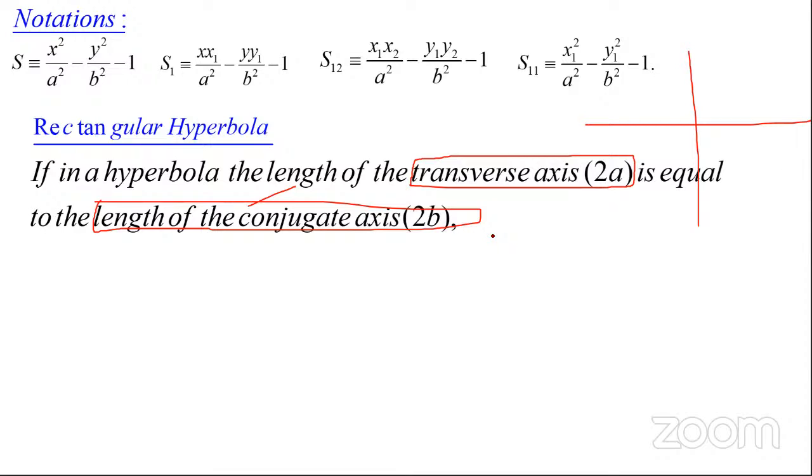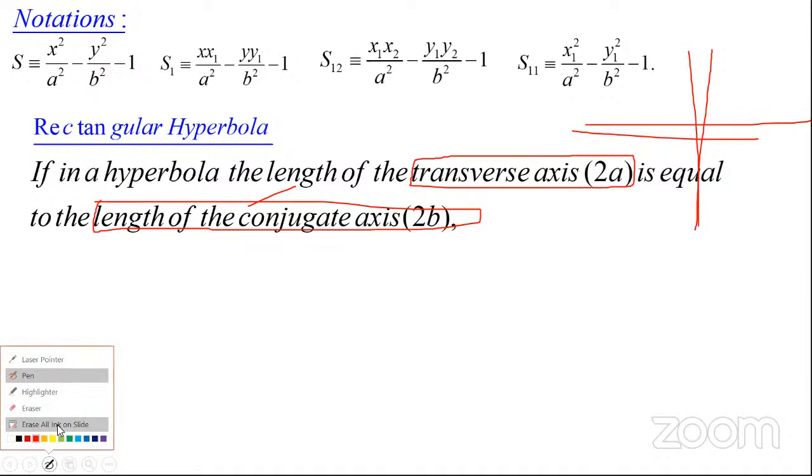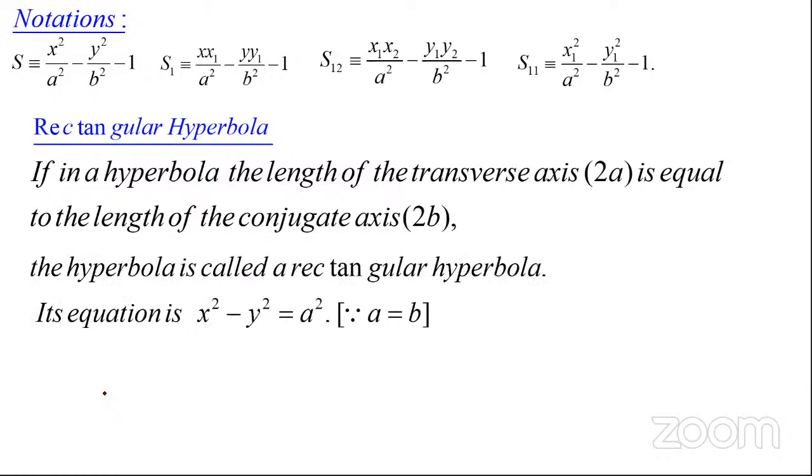Once again, I'm repeating that when the length of the transverse axis is equal to the length of the conjugate axis, that is nothing but a rectangular hyperbola. Okay, so the hyperbola is called a rectangular hyperbola.